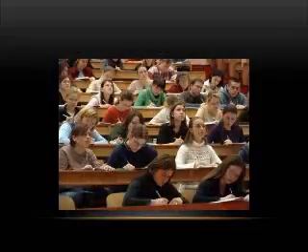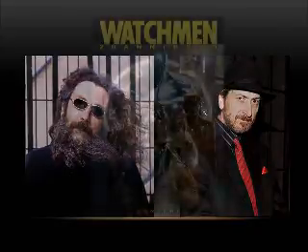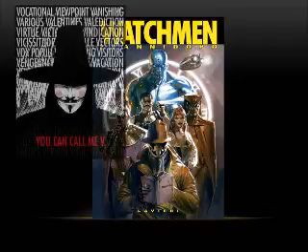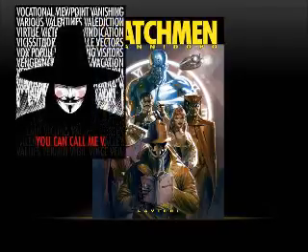Now, let's take a look at some of these more advanced graphic novels for the upper level classes. Let's start with these two guys. The hippie on the left with the beard is Alan Moore, and the dark and gloomy guy to the right is Frank Miller. These guys are directly involved in creating some of the most controversial graphic novels, such as Watchmen, Sin City, and 300.